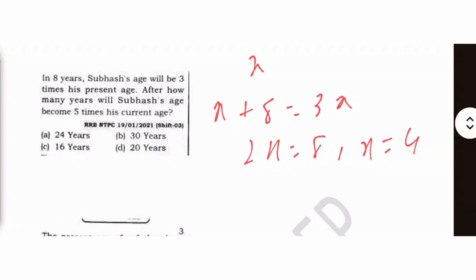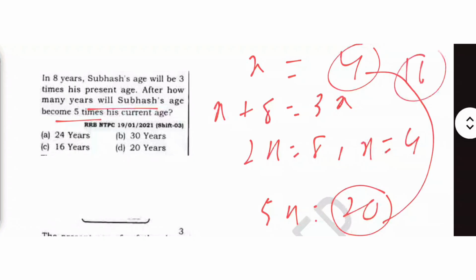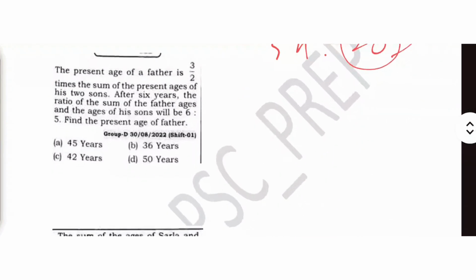Okay, after how many years does Subhash's age become 5 times? To become 5 times it should be 5x, that is 5 into 4, 20. And what is his present age, by the way? It is 4. Present age is 4. So from 4 to reach 20, how many years did it take? 16 years. So the answer is C. Simple, it was nothing. You just have to go by the language.